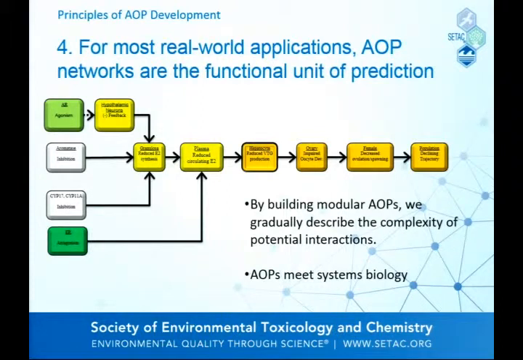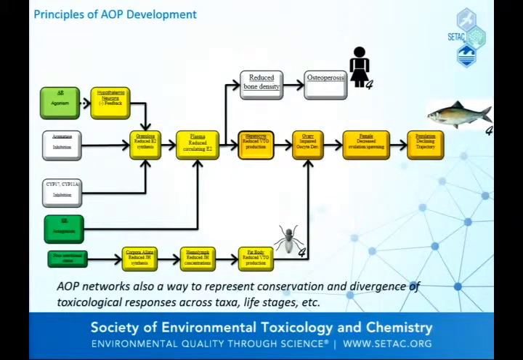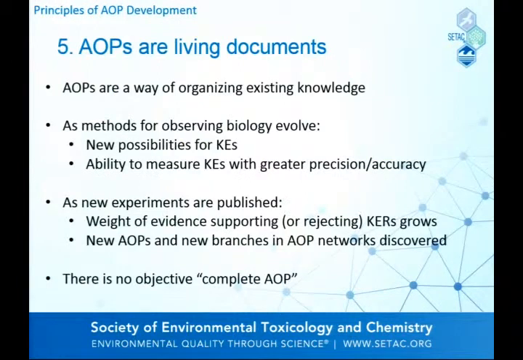So this is really where AOPs start to meet systems biology. We can capture that network thinking to look across taxa. So again, we can use these AOP networks not only to capture the branches that come from different molecular initiating events, but also how those common molecular initiating events may branch off to different outcomes, again, in different taxa, in different life stages, and so on. So the framework can capture that information.